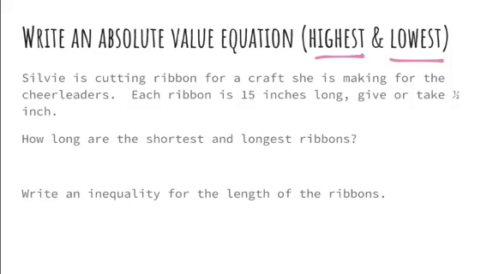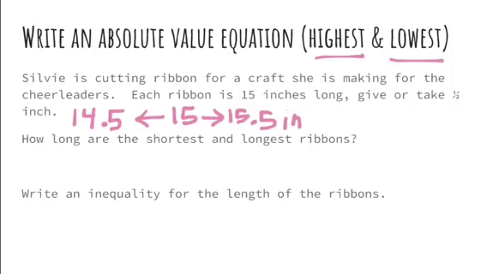So Sylvie is cutting ribbon for a craft she is making for the cheerleaders. Each ribbon is 15 inches long, give or take half of an inch. How long are the shortest and longest ribbons? Well, if they're all 15 inches, but they can be a half inch longer, that would make them 15 and 5/10. Or if they're a half inch shorter, that would make them 14 and 5/10. And of course, our units are inches.